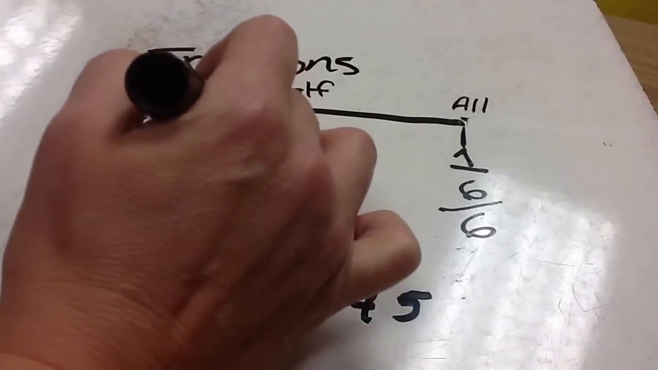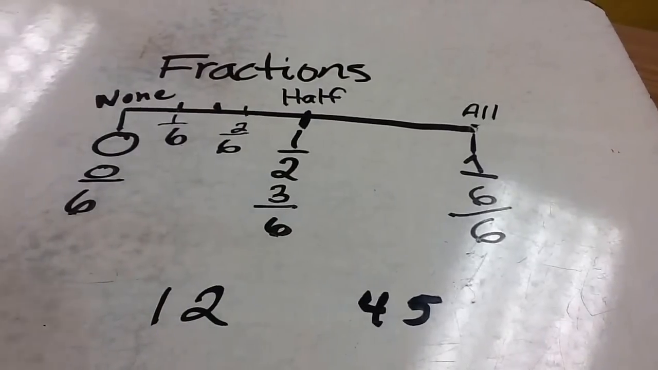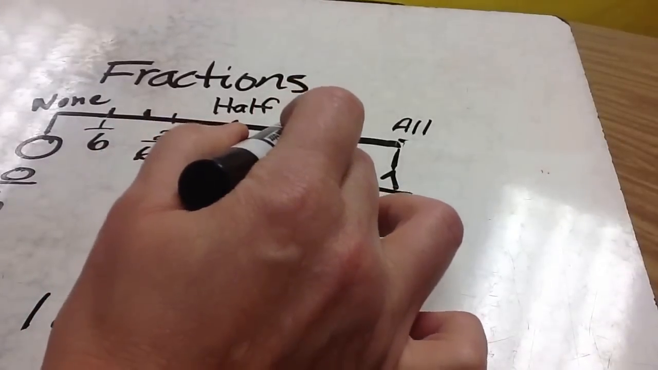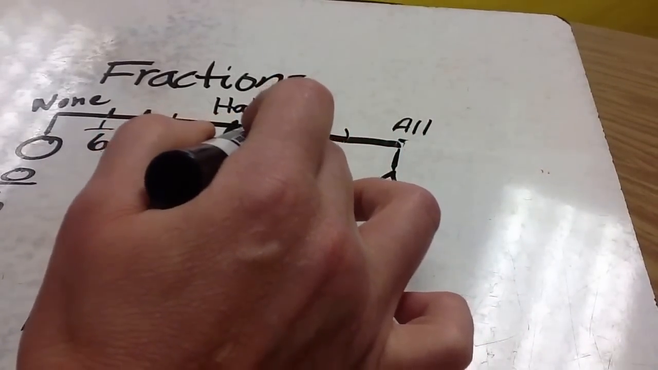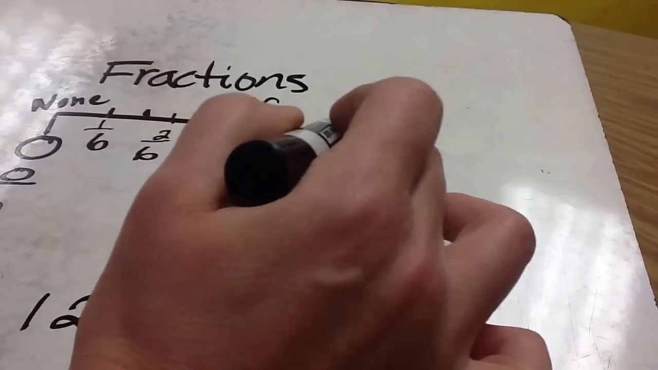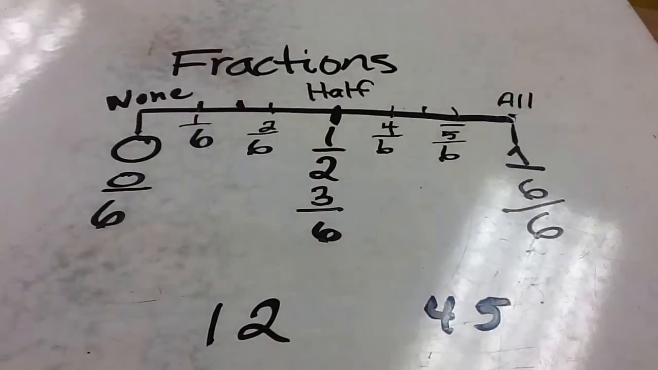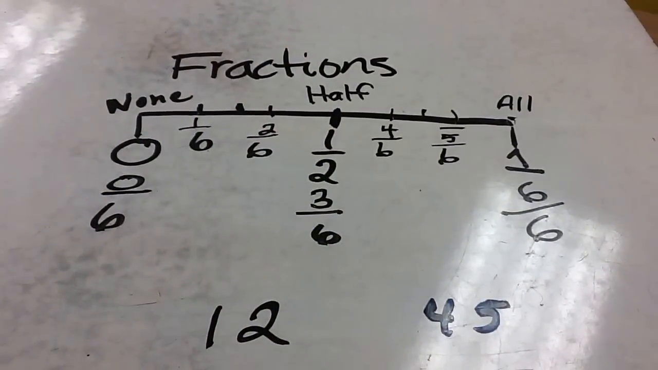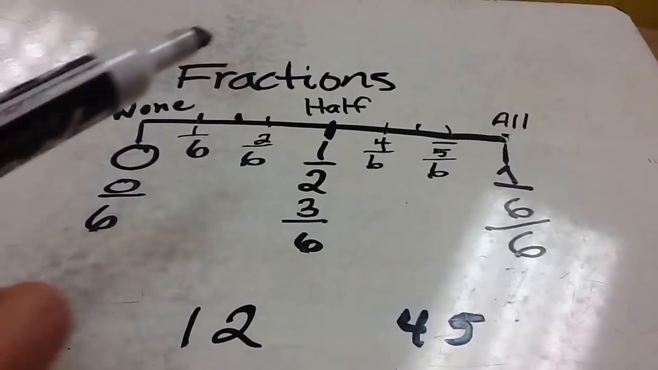So this would be 1/6. This would be 2/6. And let's look at the other side. I have 4 and 5 over here. So I'm going to look here, and I'm going to do about 4 and 5. So this would be 4/6, and this would be 5/6. Now I've added all 6 slices to my number line. So I have placed these fractions on a number line. Now let's make some judgments about that.